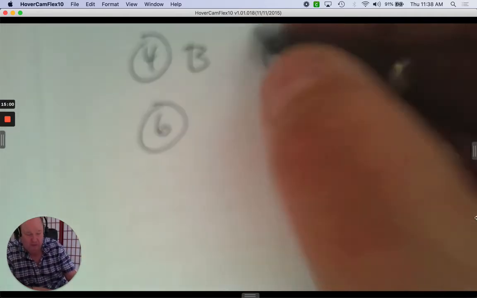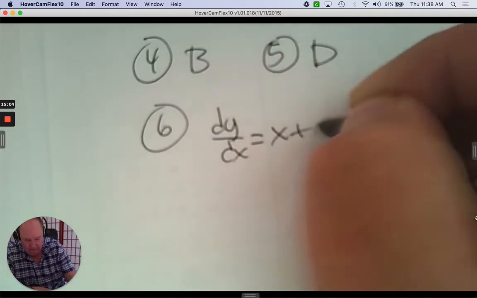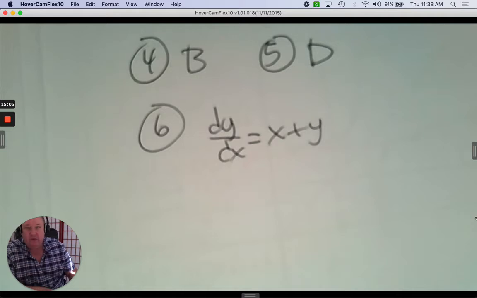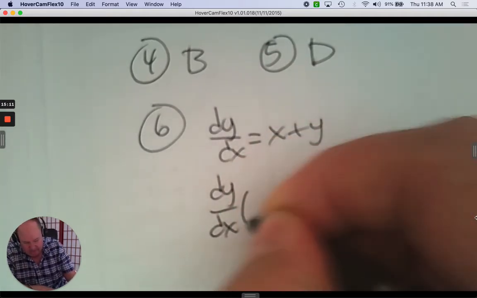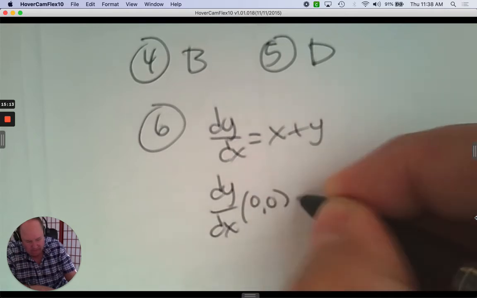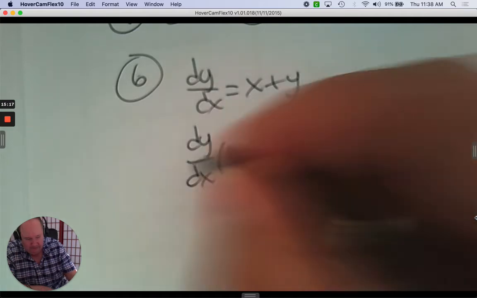In number 6, you're given a diffy-q, dy by dx equals x plus y. And then it says find the slopes at these points. So all you have to do is plug in. So if I plug in 0, 0, that means 0 for x and 0 for y. There you go. That's A.